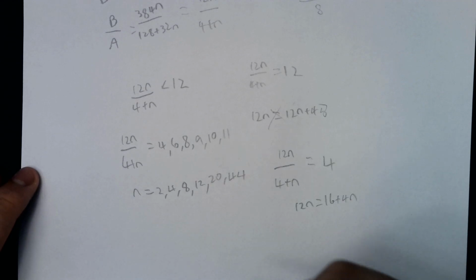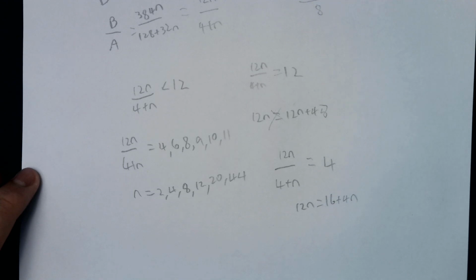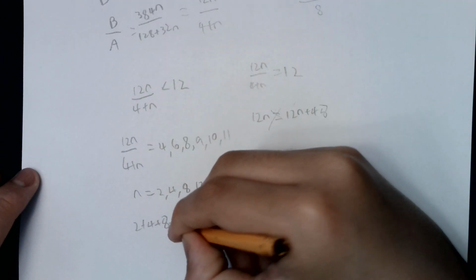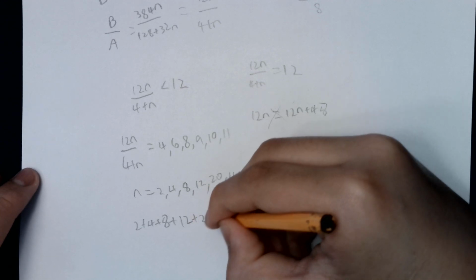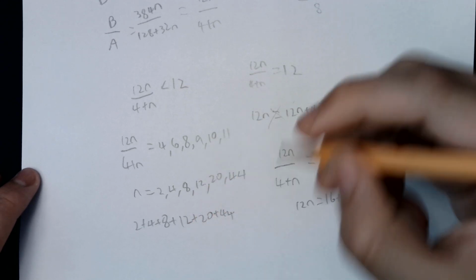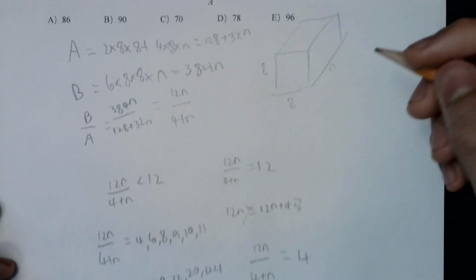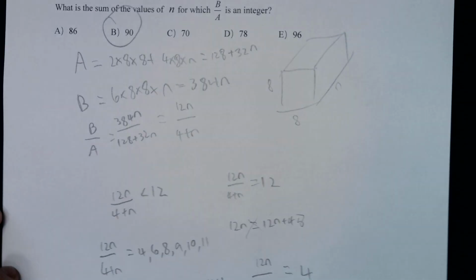So this means that the sum of values of n for which B over A is an integer is going to be 2 plus 4 plus 8 plus 12 plus 20 plus 44, which is going to be equal to 90. So this means that the answer to this problem should be B, which is 90.